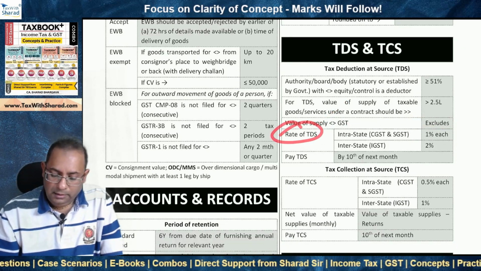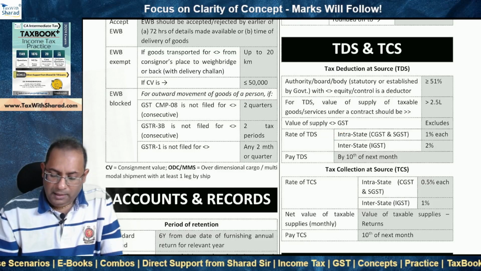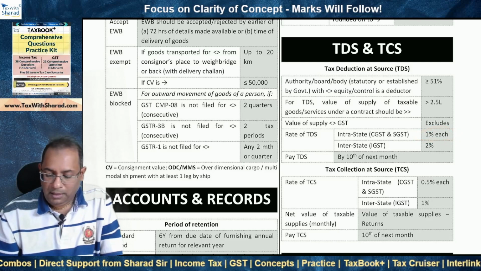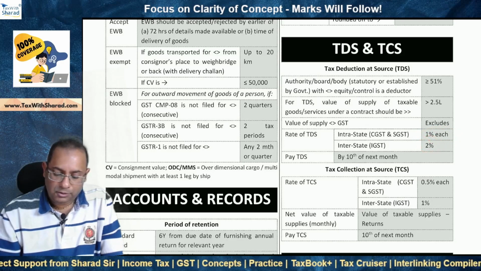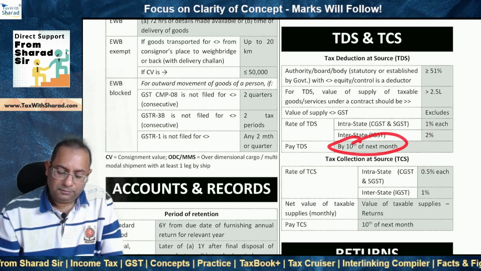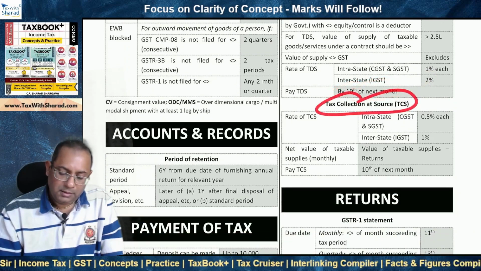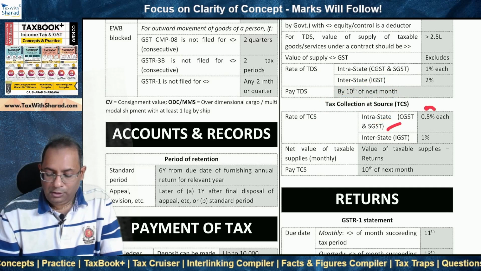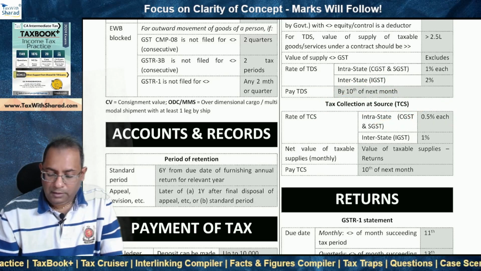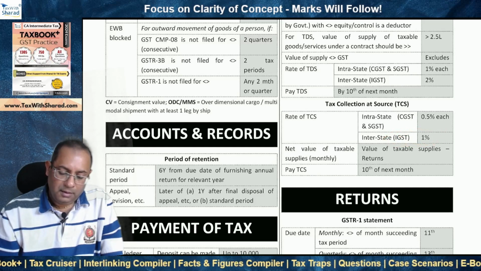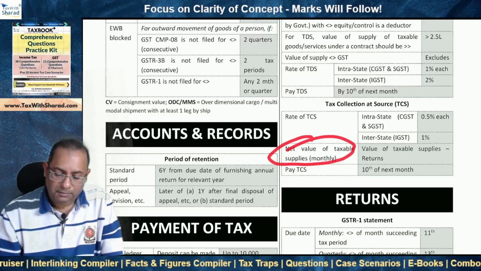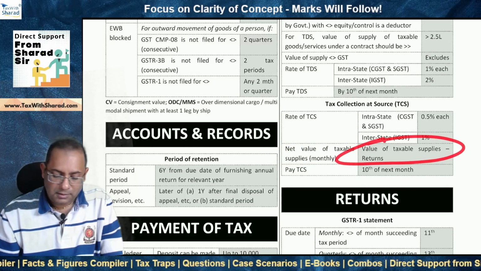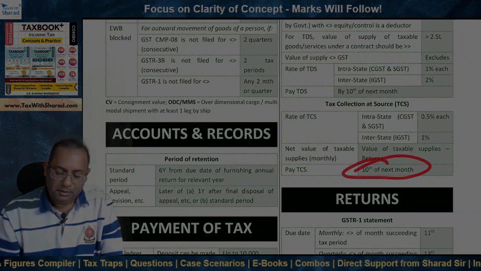The rate of TDS is, in the case of intrastate supply, CGST and SGST at 1% each. In case of interstate supply, IGST at 2%. TDS is to be paid by 10th of next month. Tax collection at source, TCS. The rate of TCS in the case of intrastate supply is CGST and SGST at 0.5% each. In case of interstate supply, IGST at 1%. TCS is on the net value of taxable supplies monthly, that is, the value of taxable supplies minus returns. TCS is to be paid by 10th of next month.